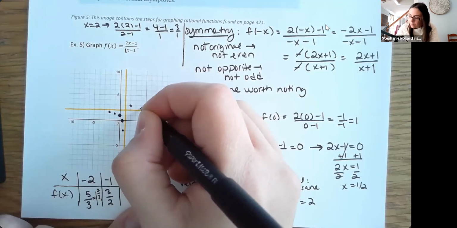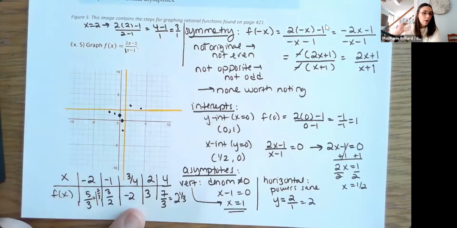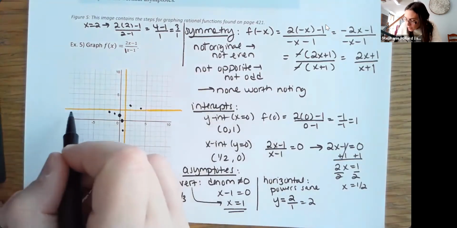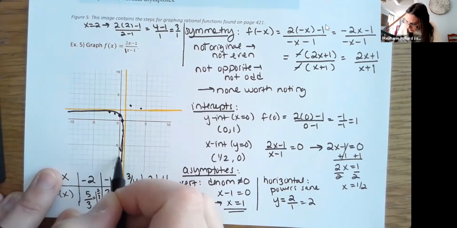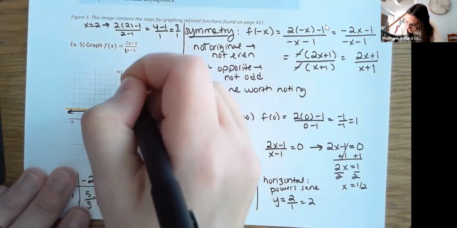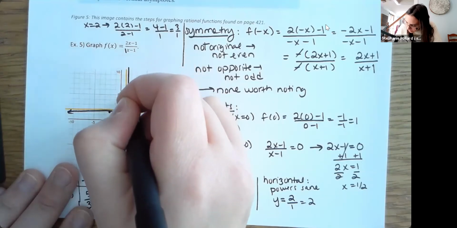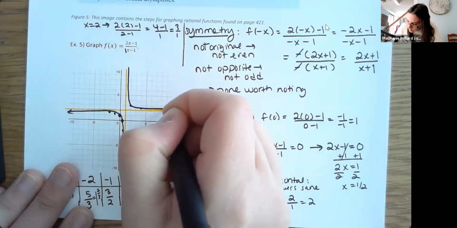So here. Now, if that's not enough for you, you're going to keep going and find more points. And what you should get is a graph that looks like this. So it's going down this way. And then this side is going to follow the same pattern. I know I have a vertical asymptote and I know I have a horizontal asymptote. So that's a big help here.